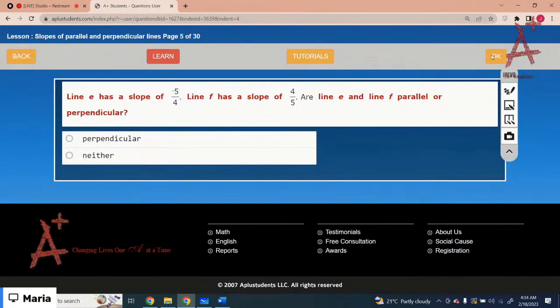Okay. Line E has a slope of negative 5 over 4. Line F has a slope of 4 over 5. Are lines E and F parallel or perpendicular? So which option is the correct one? The lines are perpendicular, got it? Because they are the negative reciprocal of each other. Negative 5 by 4 and 4 by 5 are negative reciprocals. So the lines are perpendicular, got it?